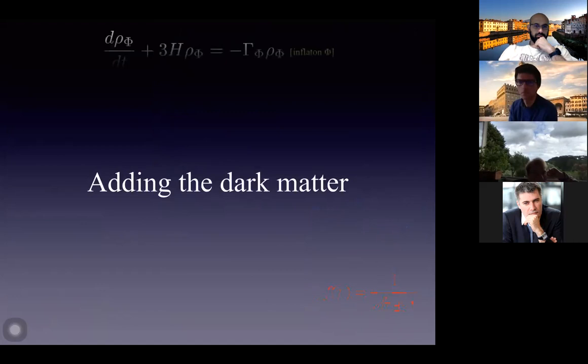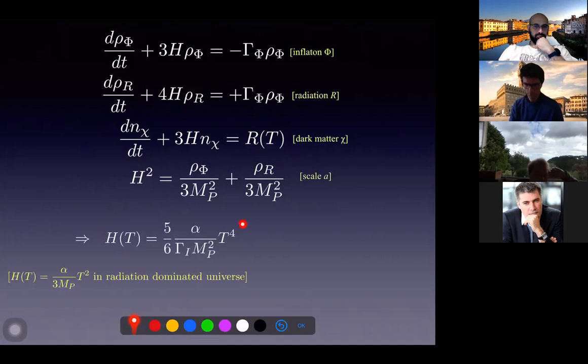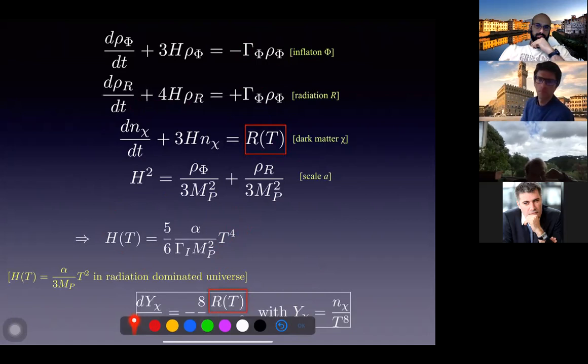So if I add the dark matter, because the idea was of course adding dark matter, I have to add one equation. I have the classical equations for radiation and for the inflaton, the Friedmann equation for the Hubble rate, and I have to add my equation for dark matter with a rate which depends on the temperature. My Hubble constant goes as T^4 over M Planck squared, not the classical T^2 over M Planck, in the case of a finite width, but these numbers are not so important. Just to tell you that you have to solve a Boltzmann equation, which is quite similar, but as you notice, what we call the yield is not the famous n over T cubed that people are used to in the case of entropy conservation.